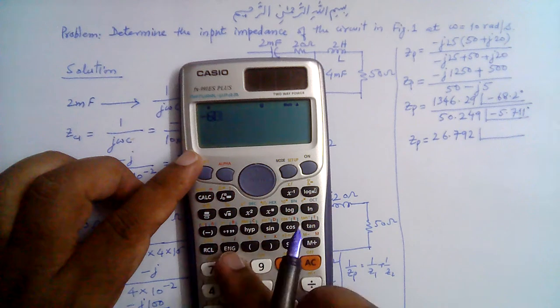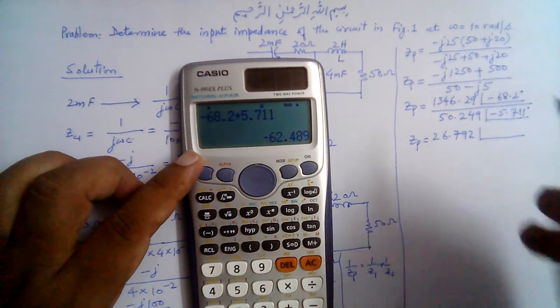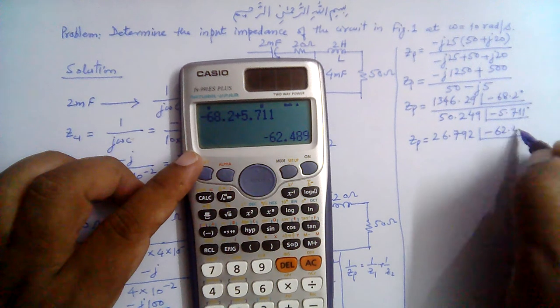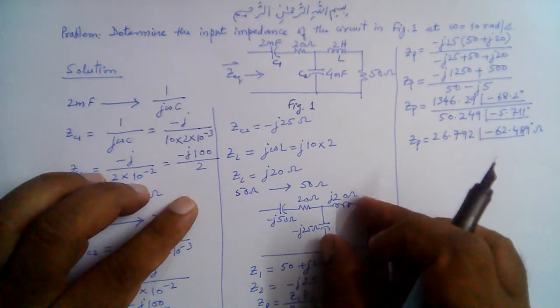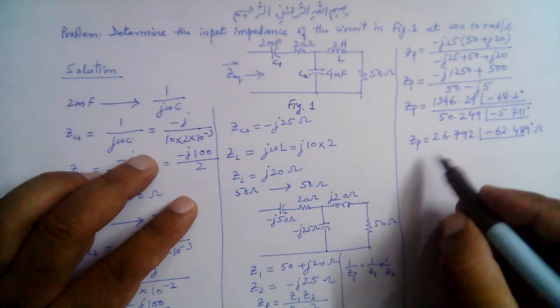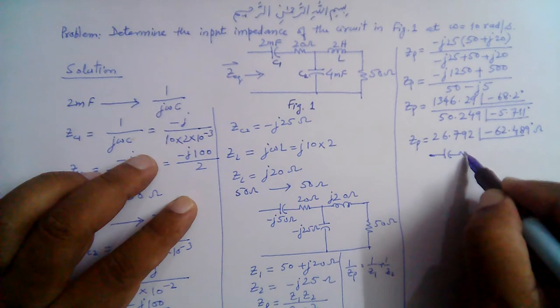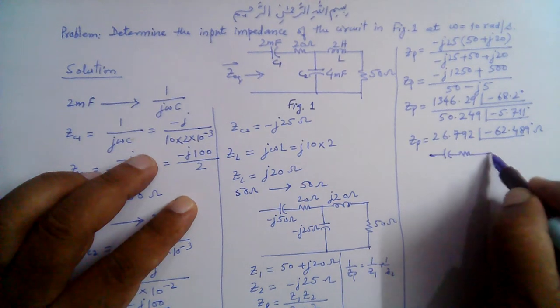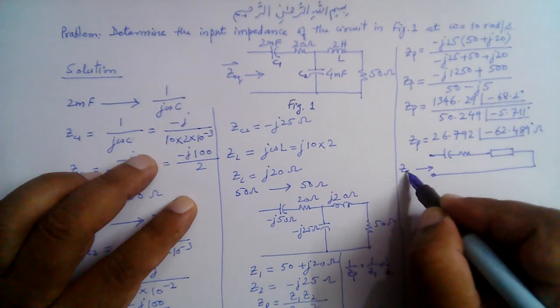So minus 68.2 plus 5.711, so that is minus 62.489 degrees ohms. So that is the impedance of this parallel combination. So that impedance is now in series with this combination here. So we can redraw for convenience. So that is minus j50 ohm, that is 20 ohm, and that is in series with this Zp here. So this is the equivalent impedance that we're looking for.